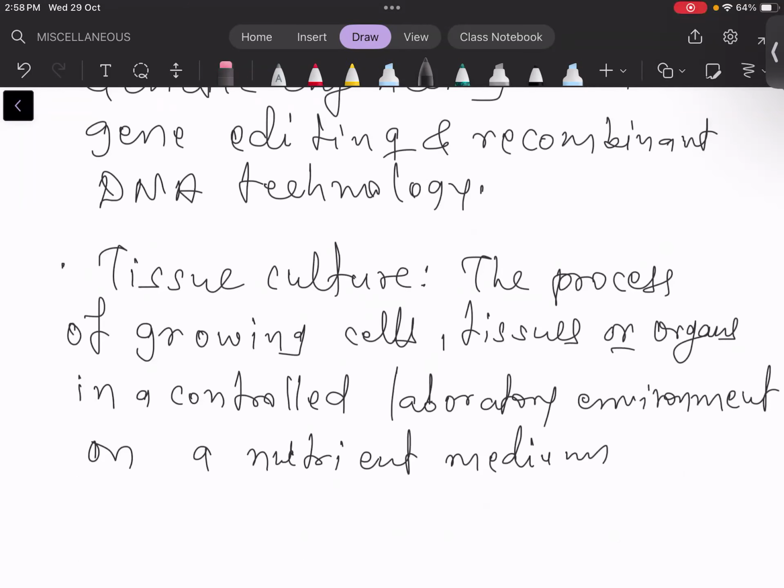Cell culture techniques are similar to tissue culture, but the focus is specifically on growing cells. Then, what is plant biotechnology? Plant biotechnology includes methods for improving crop varieties, like tissue culture, genetic modification for traits, etc. The next is bioinformatics.